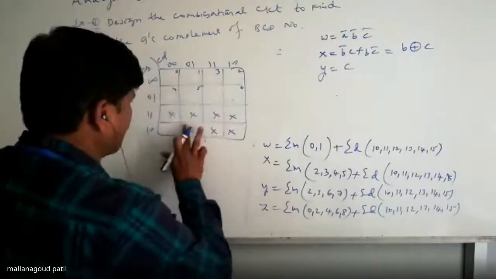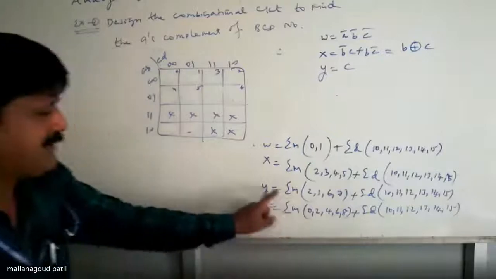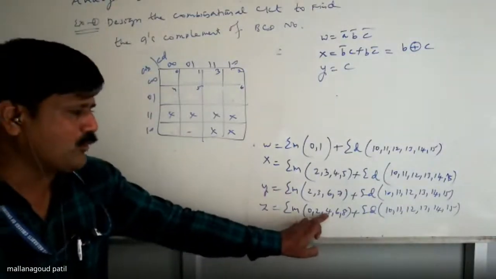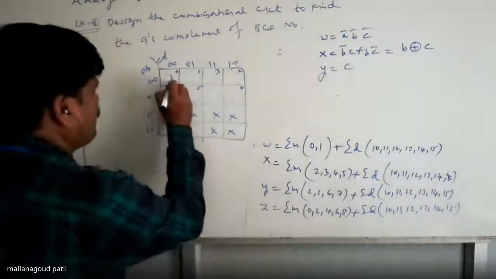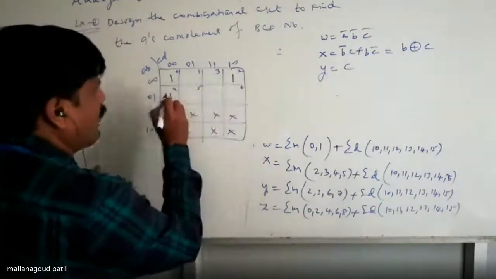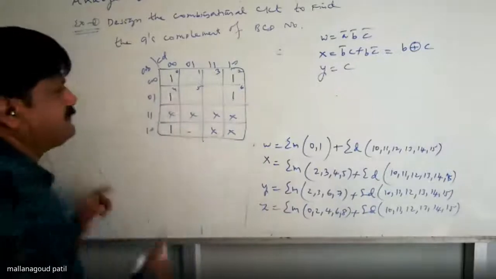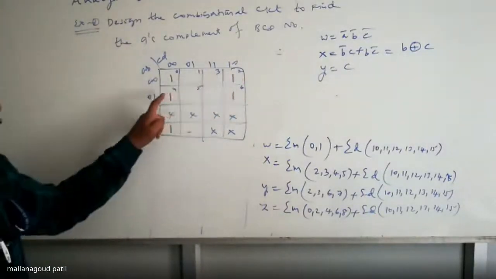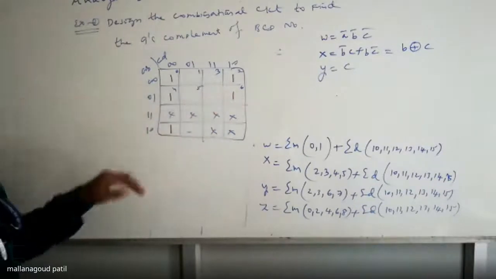Right. Okay, now you take Z, because I copied 7 Y. For Z, I can take 0, 2, 4, 6, 8, and the rest are all 0.